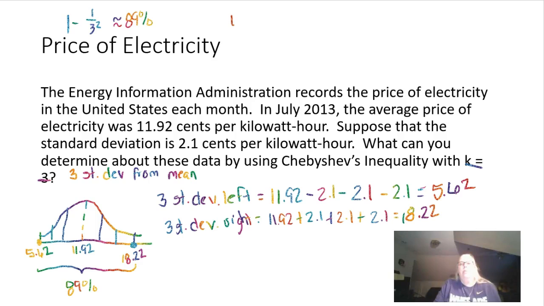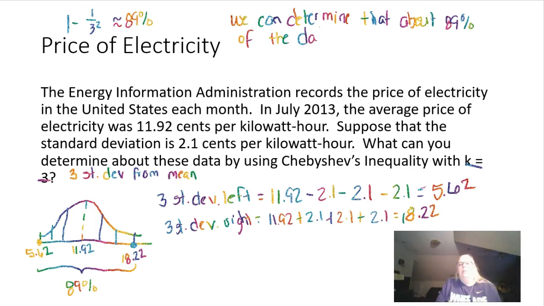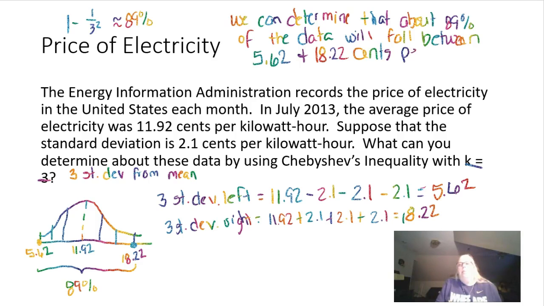All right, let's answer our question. What can we determine? We can determine that about 89% of the data will fall between 5.62 and 18.22 cents per kilowatt hour.